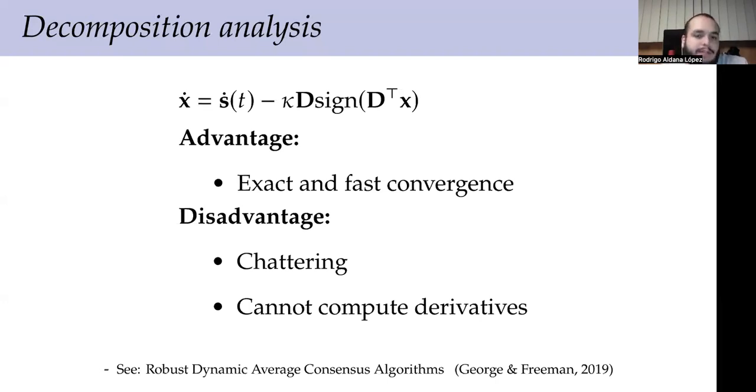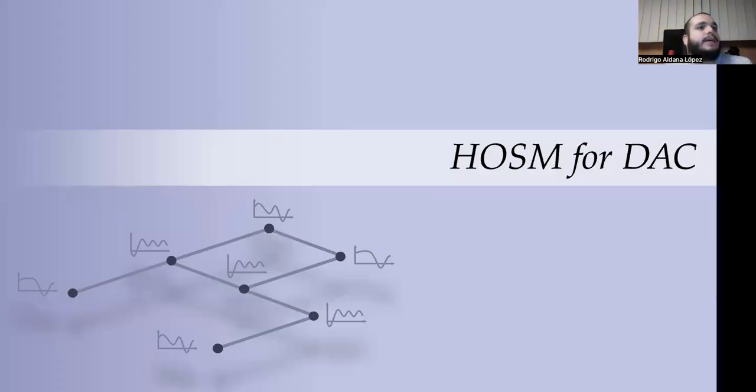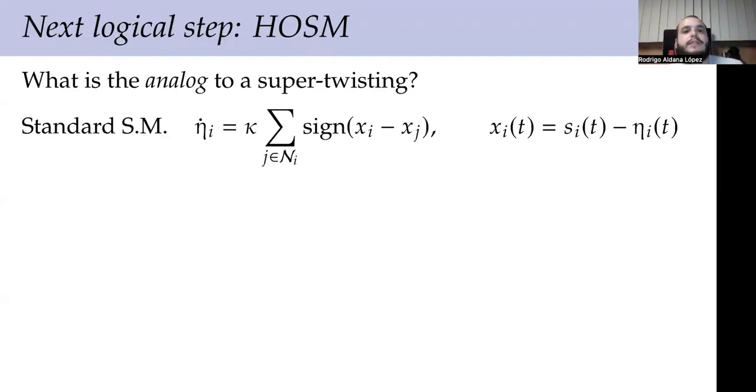And the other disadvantage is that, well, it computes only the average of the dynamic signals, right? It cannot yet compute derivatives. Okay. And these last two problems, that we cannot yet compute derivatives and the chattering, motivate introducing, let's say, a high order algorithm for this problem. Okay, and it's what we did.